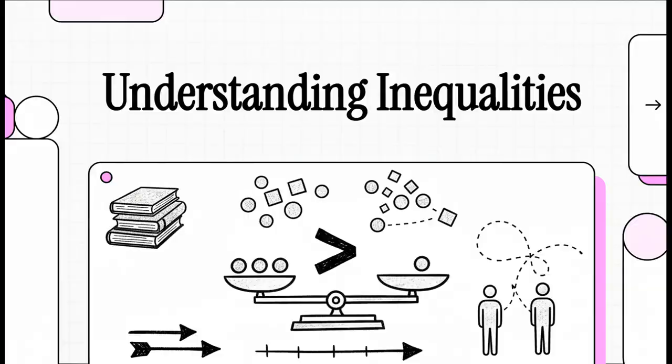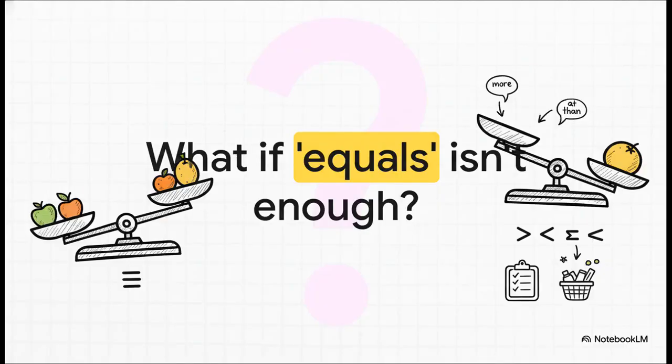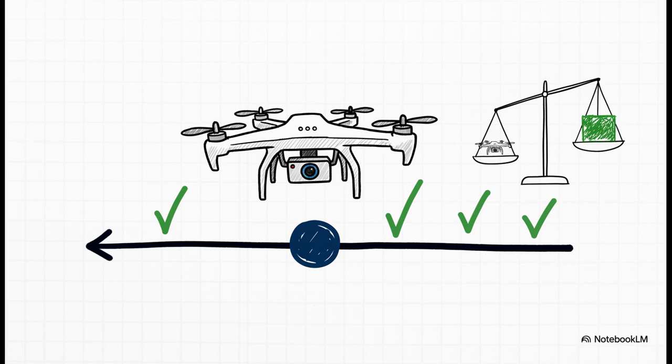Let's get started. So we all know the good old equals sign, right? It's pretty straightforward. 2 plus 2 equals 4. Simple. But life isn't always so exact. What happens when things aren't exactly equal? What if you need to say something is more than something else, or maybe less than? How in the world do you write that using math? Well, let's find out.